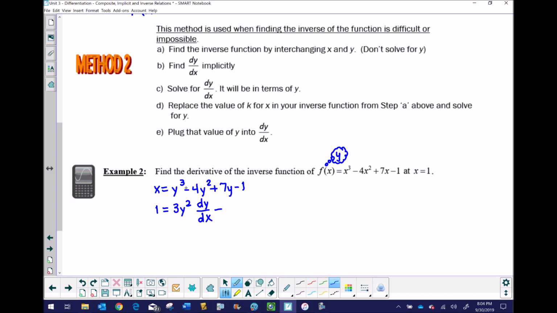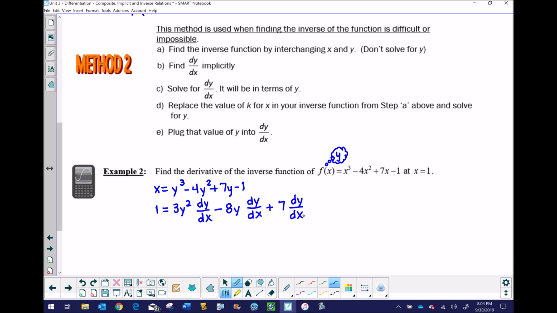And we have the derivative of negative 4y squared, which would be minus 8y to the first, multiplied by dy over dx. And then lastly, the derivative of 7y is, of course, 7, but then we have to tack on this dy over dx there as well.